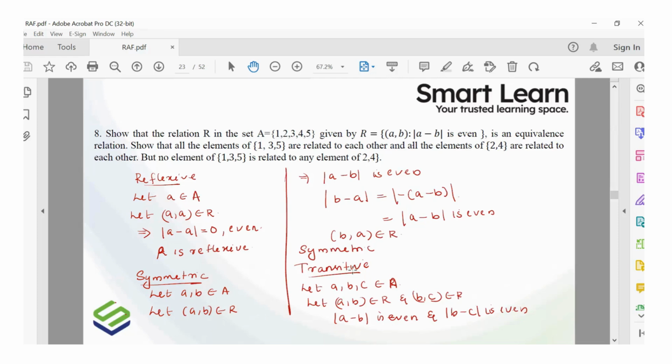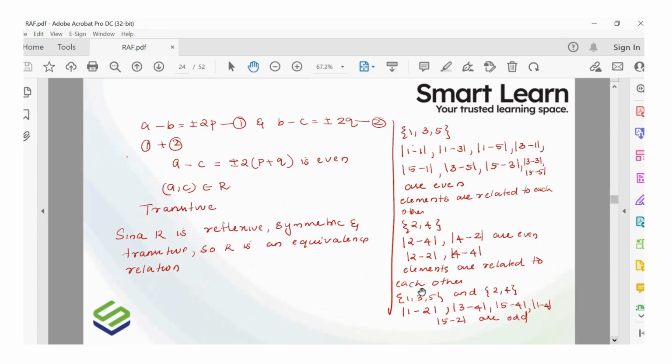That is symmetric. Transitive means (a, b) is an element of R and (b, c) is an element of R. So modulus of a minus b is even, modulus of b minus c is even. You can write a minus b as plus or minus 2p, and b minus c as plus or minus 2q, because it is even, meaning it is multiplied by 2. Then you add these two and you will get a minus c is plus or minus 2 into (p plus q). So that is also even. So (a, c) is an element of R, so it is transitive. Since R is reflexive, symmetric and transitive, R is an equivalence relation.